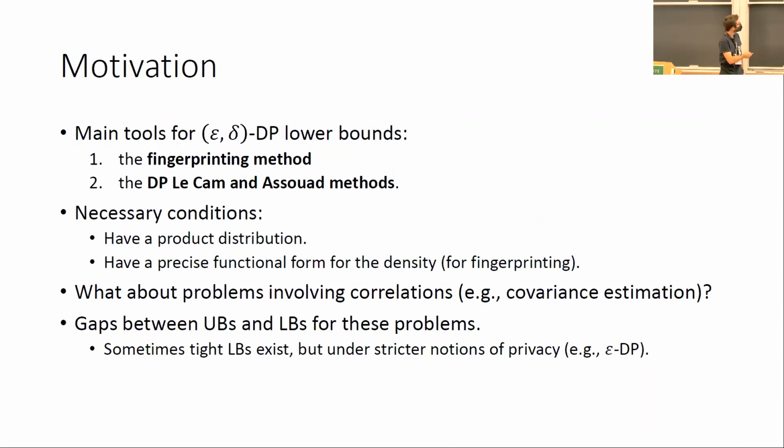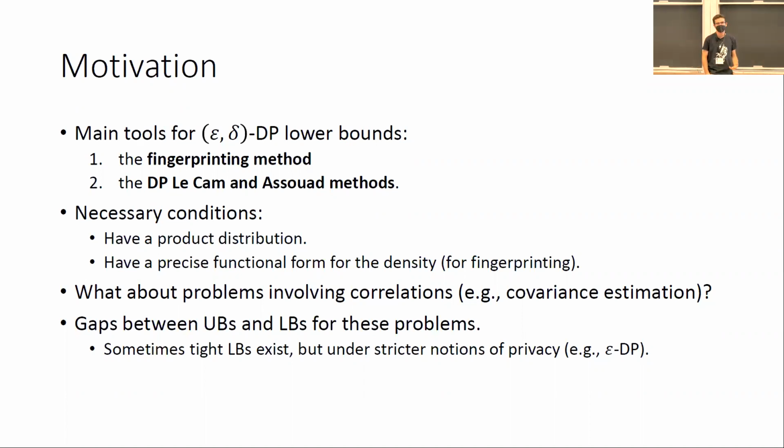So the motivation for this work has to do with the tools that we have for proving lower bounds for statistical estimation under approximate differential privacy. We basically have two tools, the fingerprinting method and the DP analogs of the Le Cam and Assouad methods. In prior work that has employed these techniques, it was necessary to have a product distribution and a precise functional form for the density for fingerprinting in particular. Any lower bounds that have been proven using these techniques required these conditions to hold.